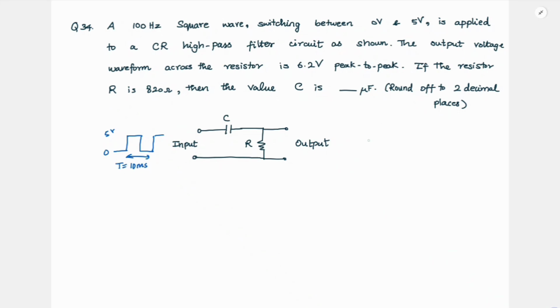And output, what are we getting? Some waveform with peak to peak value of 6.2 volt. Okay. If the resistor is 820 ohms, then the value of C is dash microfarad, round off to 2 decimal places. So these kinds of questions are common in lots of places including job interviews.